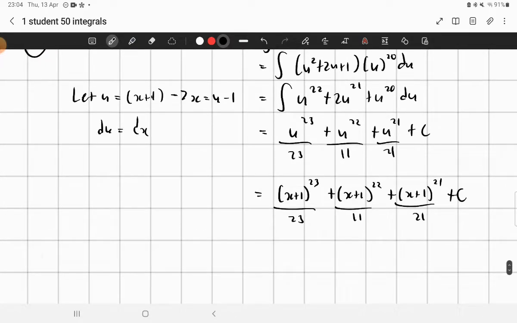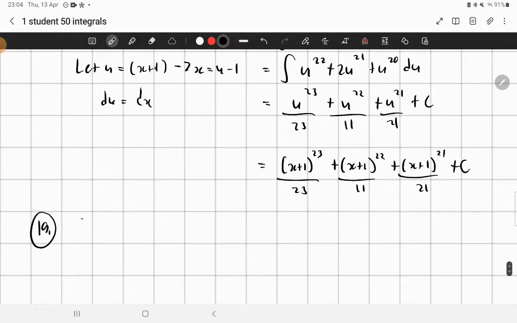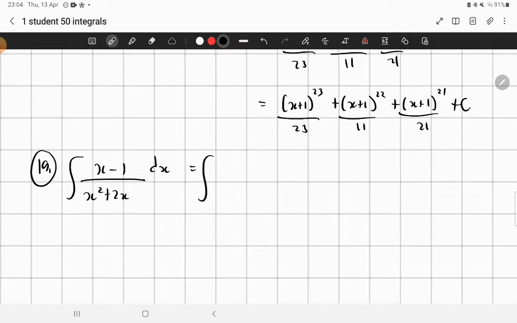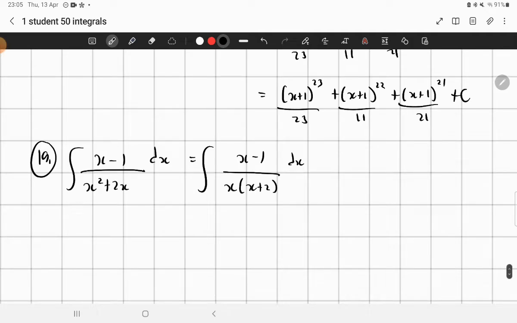So let's move on to question 19. Here we have the integral of x minus 1 over x squared plus 2x dx. Now we know that the denominator could be factorized as x times x plus 2. We know partial fractions decomposition, we're using the Cover-up rule. So that's the approach I'll be using. So x minus 1 divided by x times x plus 2 will be a over x plus b over x plus 2.